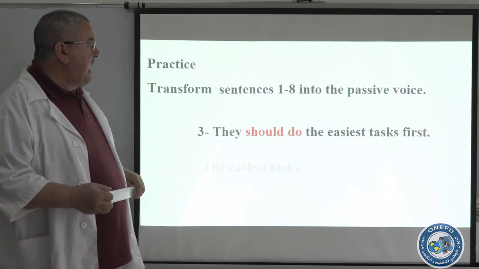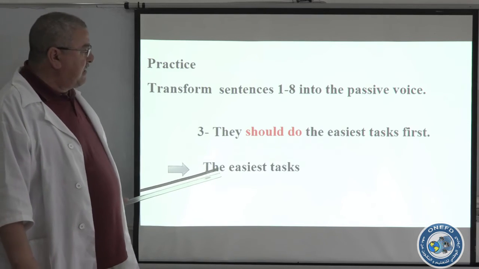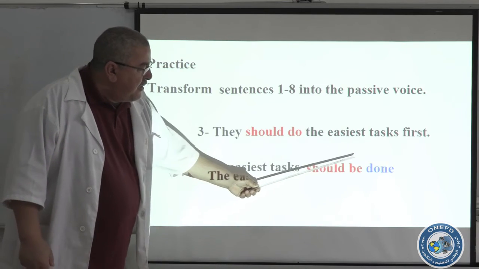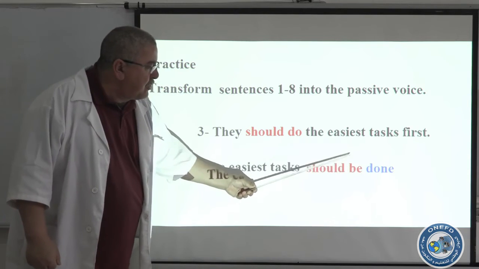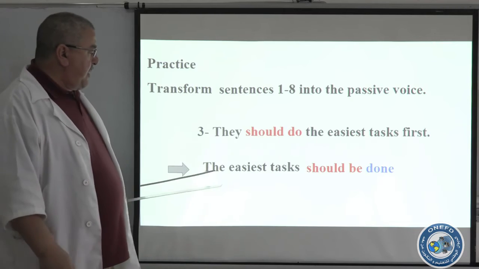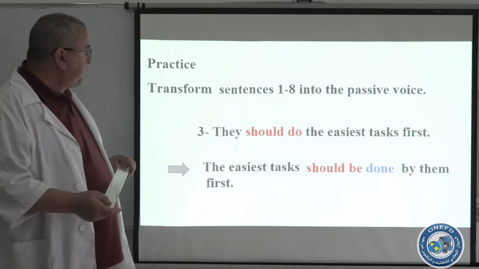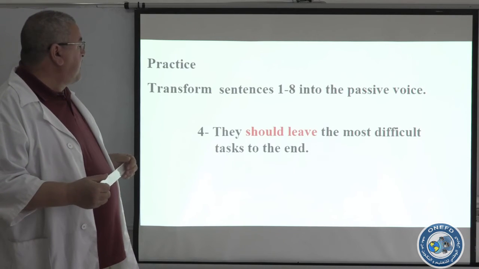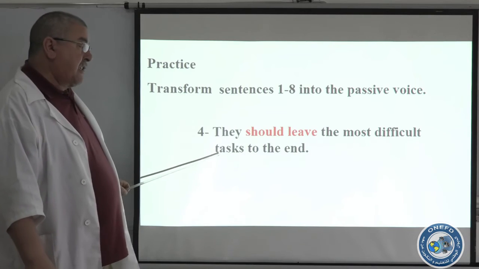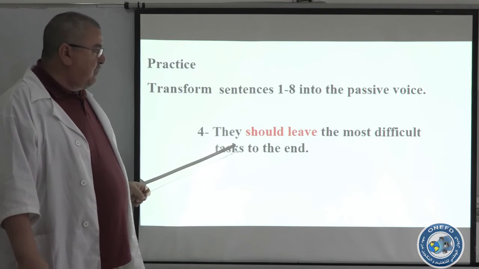Where is the object again? It is the easiest tasks. The easiest tasks. What about the verb? Should be, again, the be is here, should be done, which is the past participle of do. The easiest tasks should be done by them first. Following sentence. They should leave the most difficult tasks to the end.